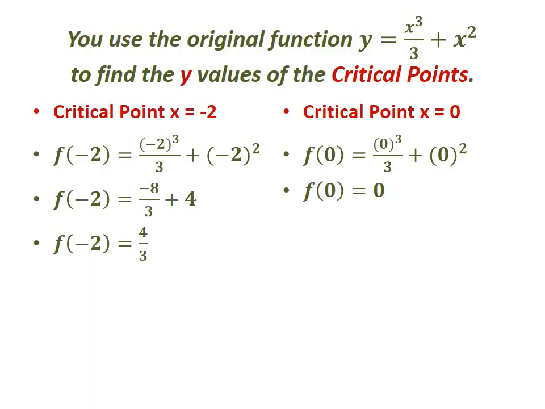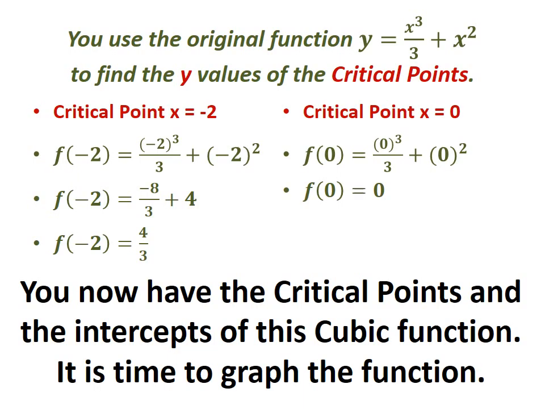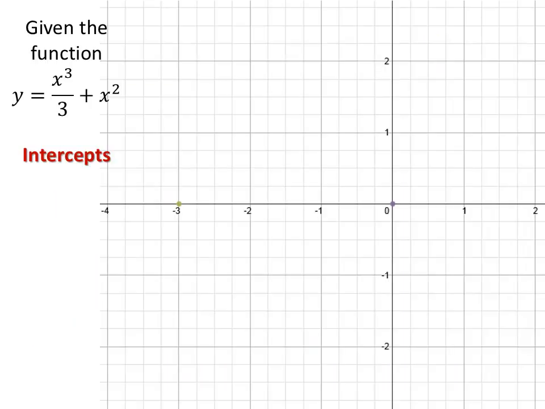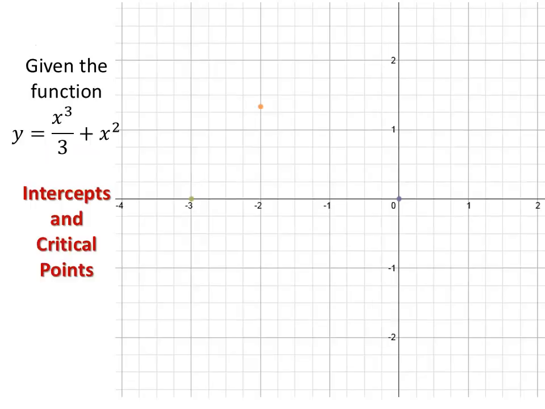Okay, I now have my max and I have my min. All right, you now have your critical points. You have your x-intercepts of this cubic function. It is time to graph this function, people. Let's do it. All right, start out with your x-intercept and your y-intercept. Okay, they're on the graph. Let's do our critical points.